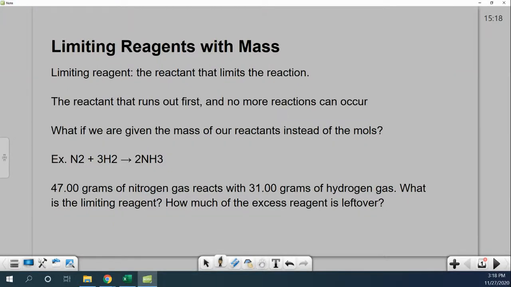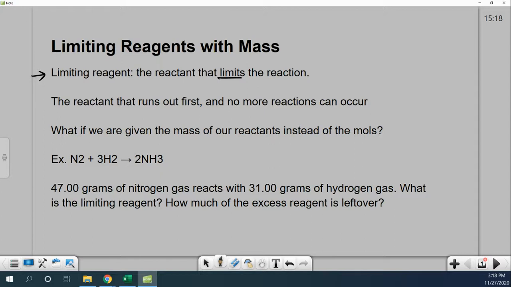Hi everybody, welcome to our final lesson here in the reactions unit, looking at limiting reagents, but when given mass instead of moles. So quick recap, this shouldn't be new to you. Our limiting reagent is the reactant that limits the reaction. Makes sense, limiting reactant that limits.